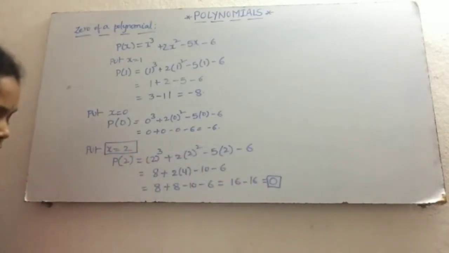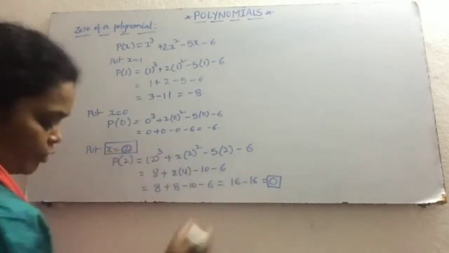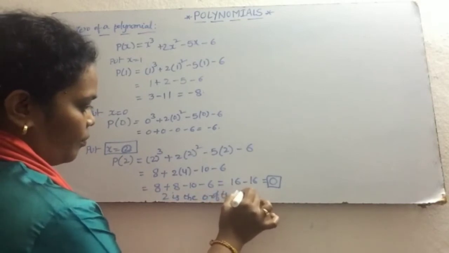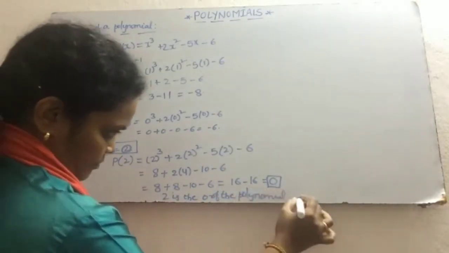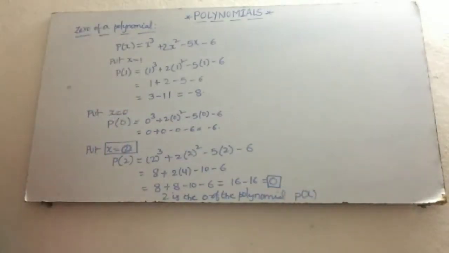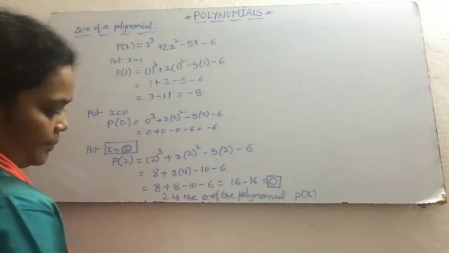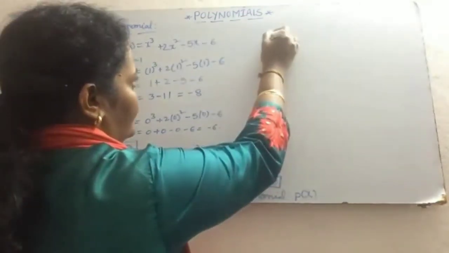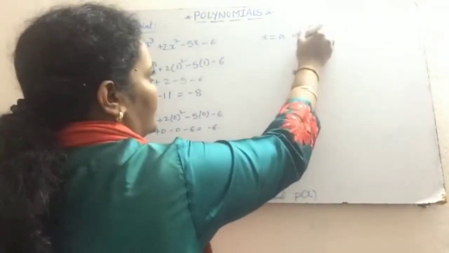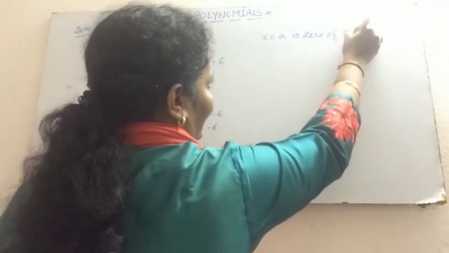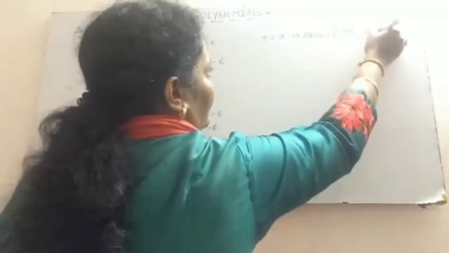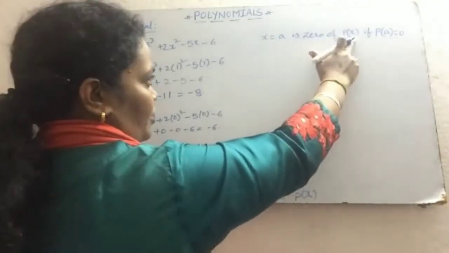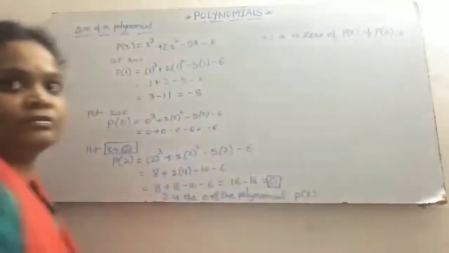That means 2 is the zero of the polynomial p of x. So in general, if x equal to a is a zero of the polynomial, when p of a equal to 0. In general, x equal to a is a zero of p of x if p of a equal to 0.